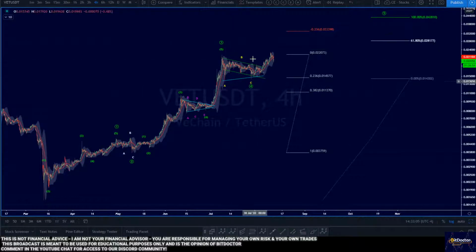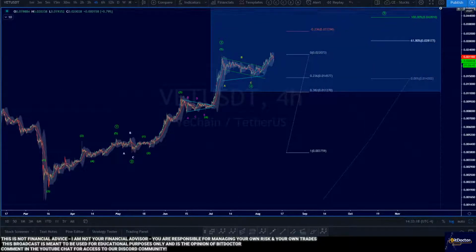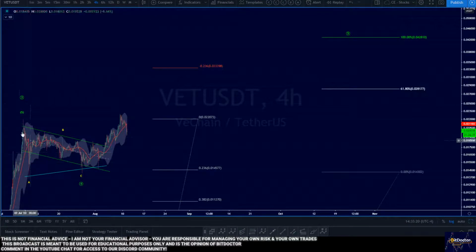This can be seen two different ways. You can see this as an A, B, C, D, E, or you can count it as an ABC. I like to count it as an ABC, and let me explain why. I'm just going to zoom in on this zone up here so that we can see this. From all the way over here, if I do an A, B, C, then I can get a little 1, 2, 1, 2, 3, 4, 5 into this 1.